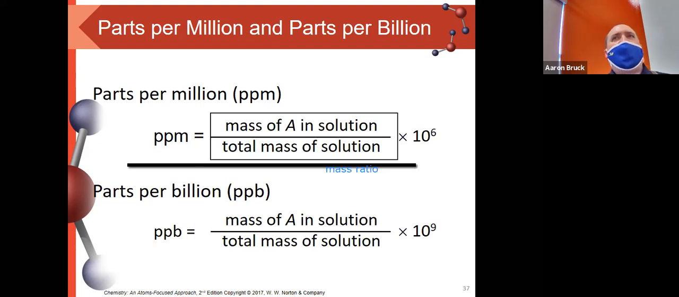Now, why have three different units that all essentially are calculated the same way? Well, it's relatively simple. It's a matter of concentration. Mass percent, we tend to use for higher concentrations. Parts per million, parts per billion, we tend to use those for lower concentrations. Things where mass percent wouldn't make as much sense. You know, if something's 0.003%, it's a lot easier to say that's 30 parts per million.